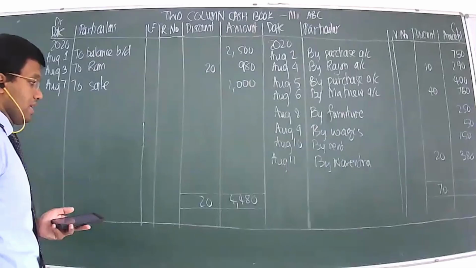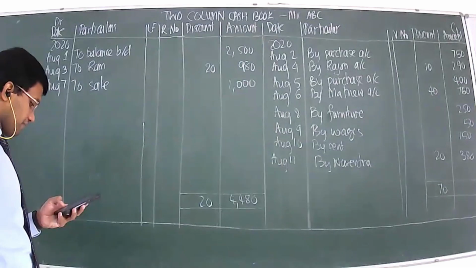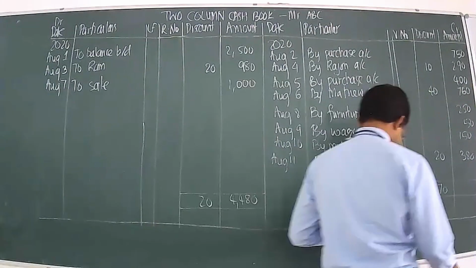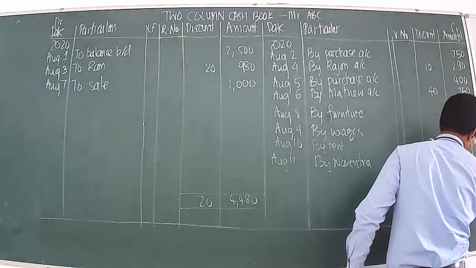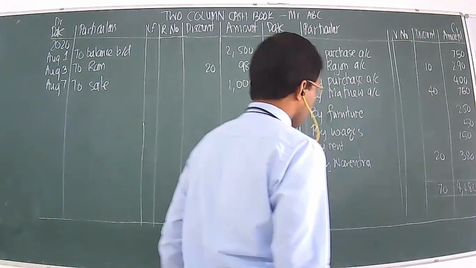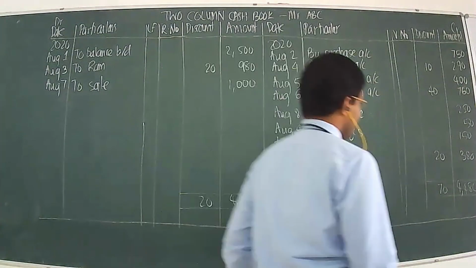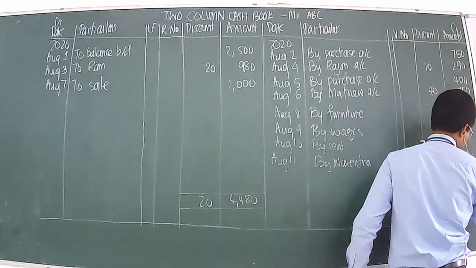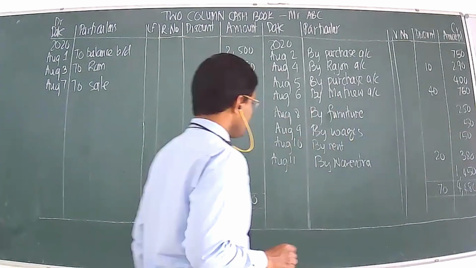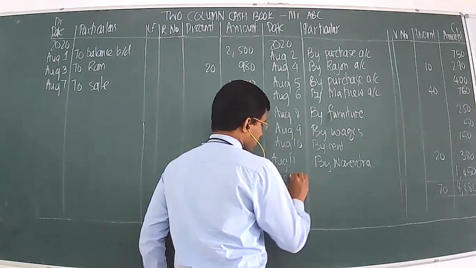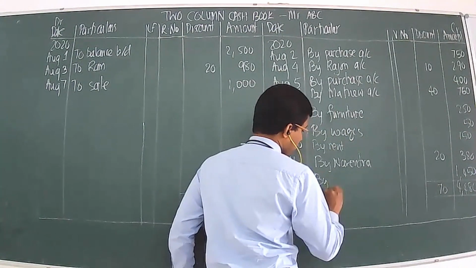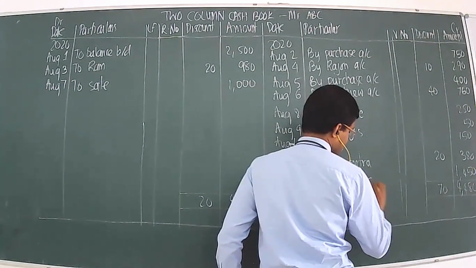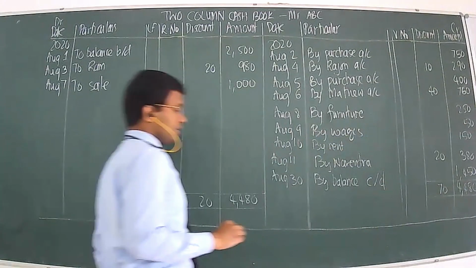But please remember, according to the dual aspect, this side should also be 4,480. But how do you make it 4,480? You have to bring in the balancing figure. So how much is the balancing figure? Balancing figure is 1,450. So August 30th, by balance. Since we are taking down the balance, it will be carried down.